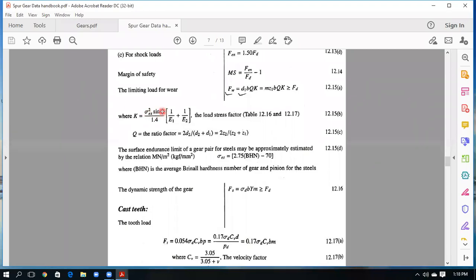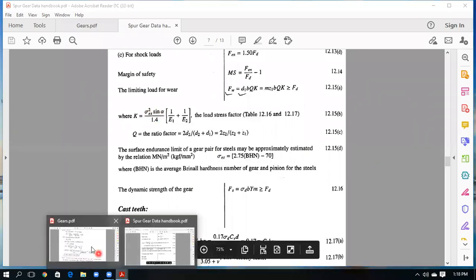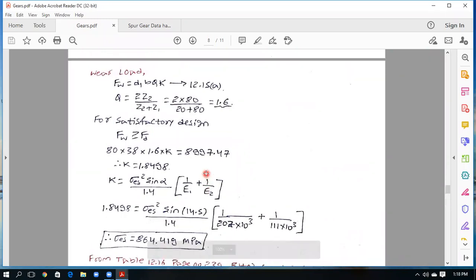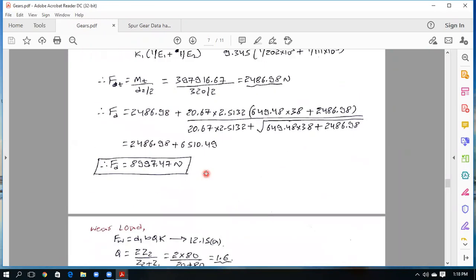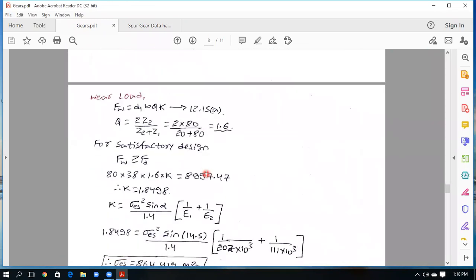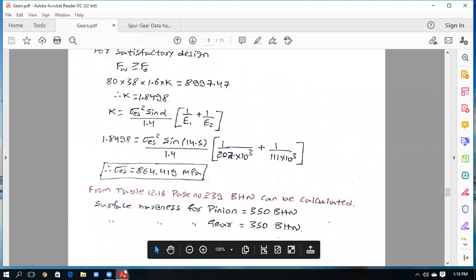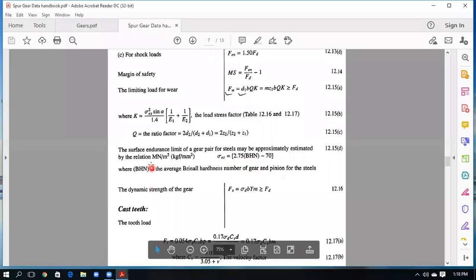Alpha is given as 14.5. Substitute that, 14.5. E1 and E2 you have taken from the previous step, from page number 11, table 1.1. The same values have to be substituted. From this you are going to get this load stress factor. Sigma ES is nothing but load stress factor.